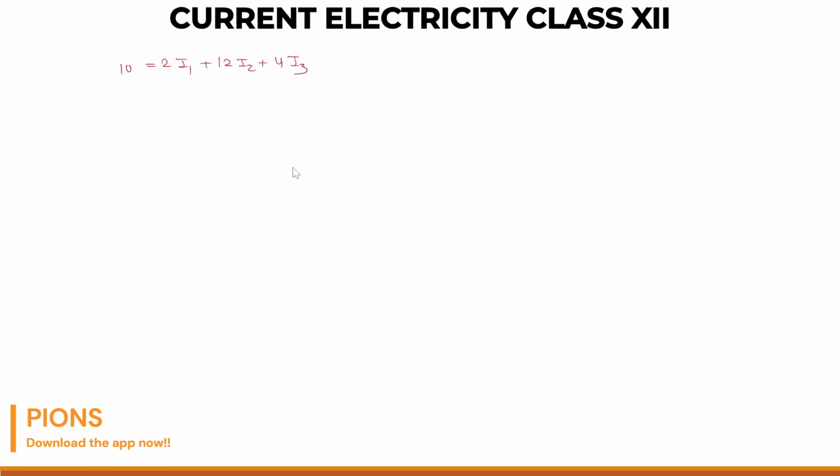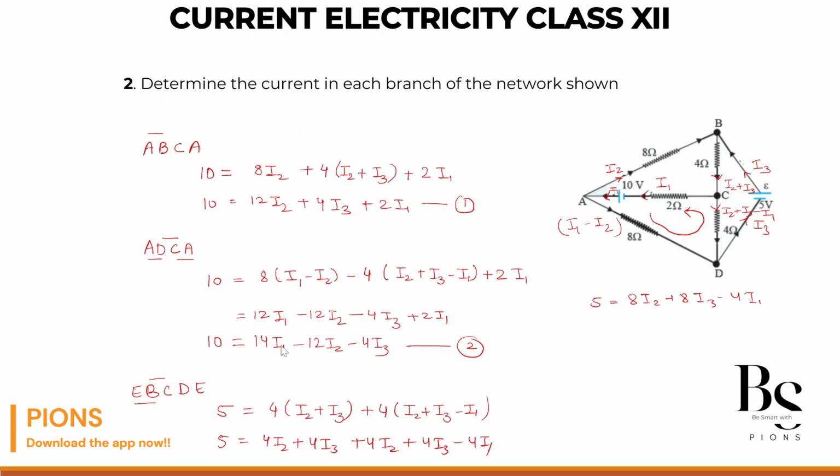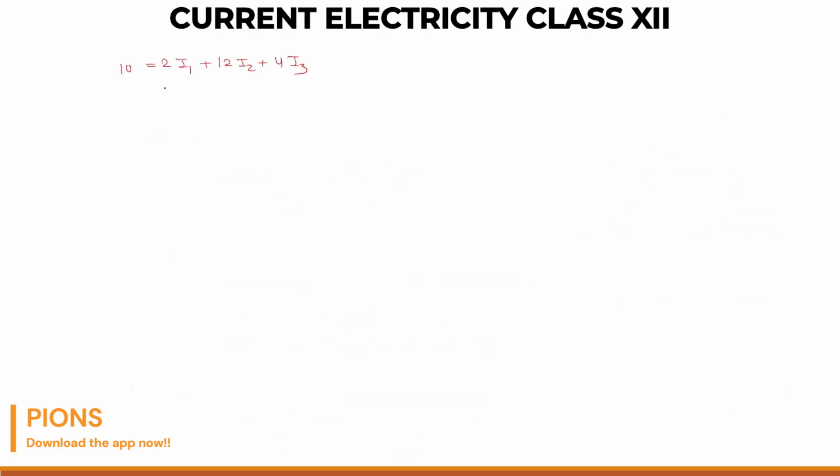Second equation, let me write here. Second equation is, let's start with I1, 14I1, 12I2 and 4I3. Let's see if we have written it properly. So 14I1, 12I2 and 4I3.